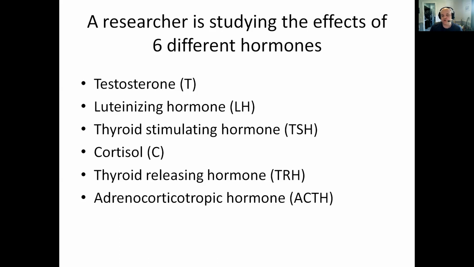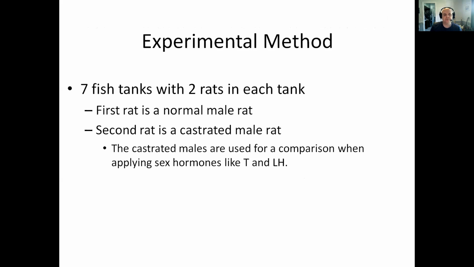Okay, and the control in this case is just untreated rats. Okay, so let me point that out. So they took 7 terrariums, fish tanks. That's what people tend to keep rodents in. So there are 7 fish tanks, each with 2 rats in a tank.